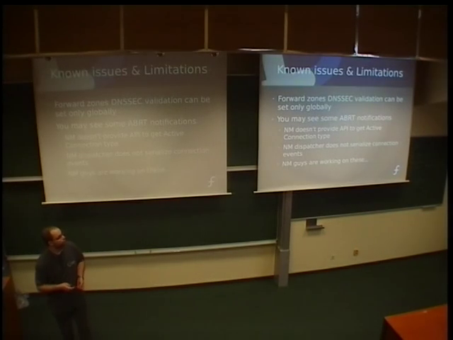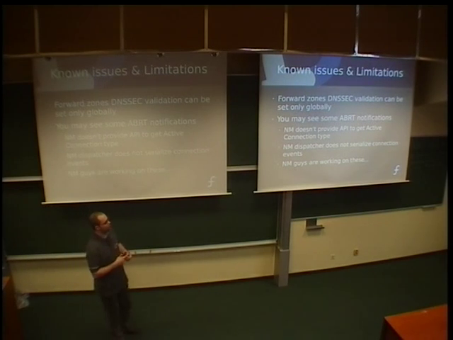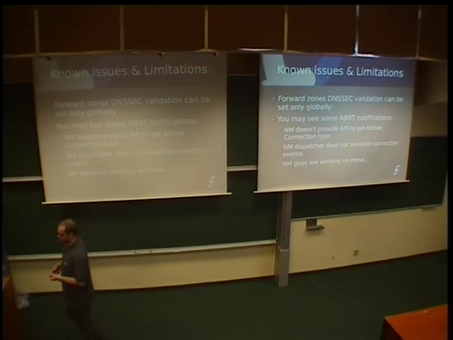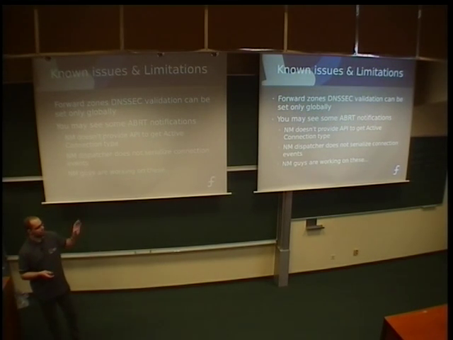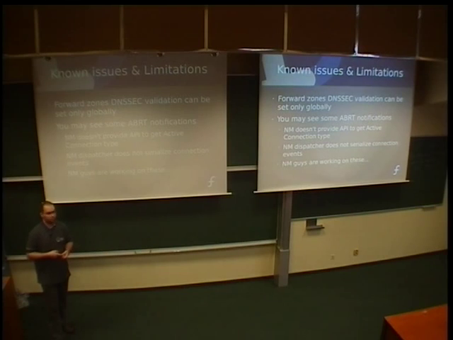So what are the known issues and limitations of the current solution? First of all, DNSSEC validation for forward zones can be set only globally. Right now, we provide only one option to turn DNSSEC validation for forward zones on and off globally. So you are not able to configure it per connection right now.